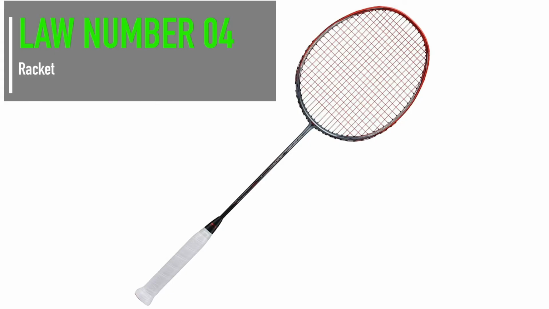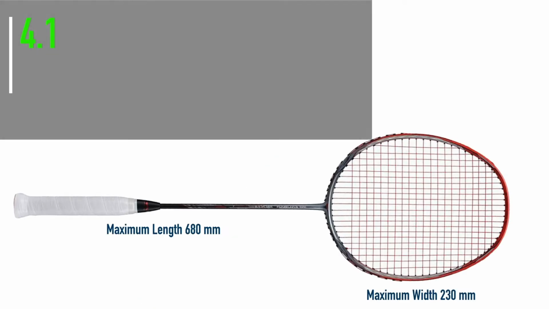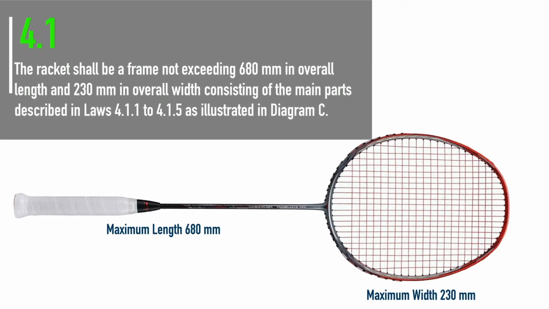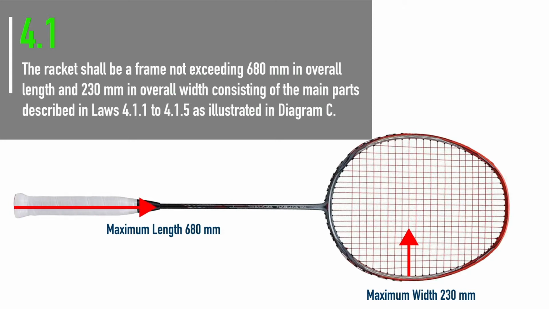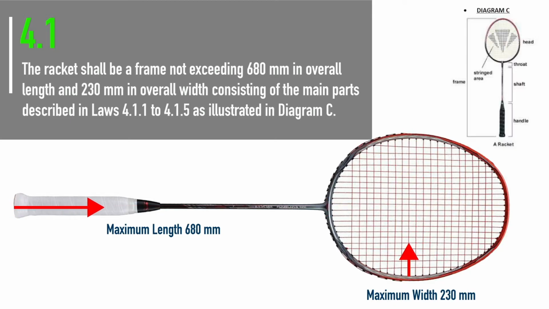Law number 4: Racket. The racket shall be a frame not exceeding 680 millimeters in overall length and 230 millimeters in overall width, consisting of the main parts described in laws 4.1.1 to 4.1.5 as illustrated in diagram C.